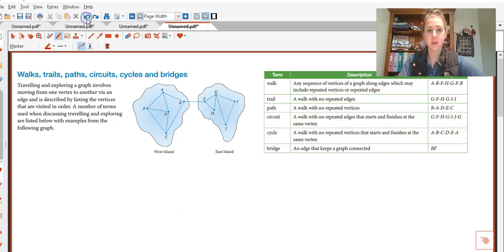Next up, let's look at a path. A path means that we have no repeated vertices, so we can't visit the same spot twice. We're starting at B this time, and we're moving to A, to D, to E, and to C. And as you can see, we haven't crossed any of the same vertices.